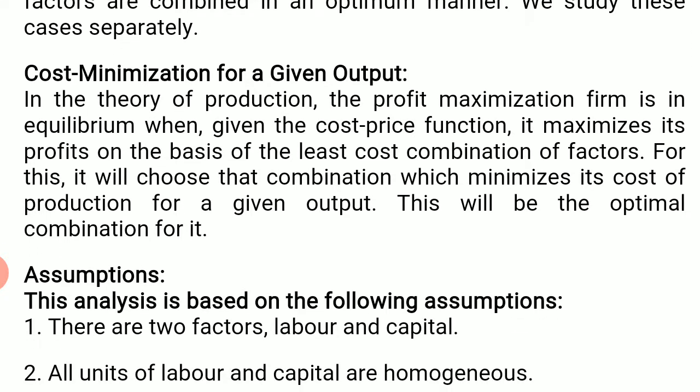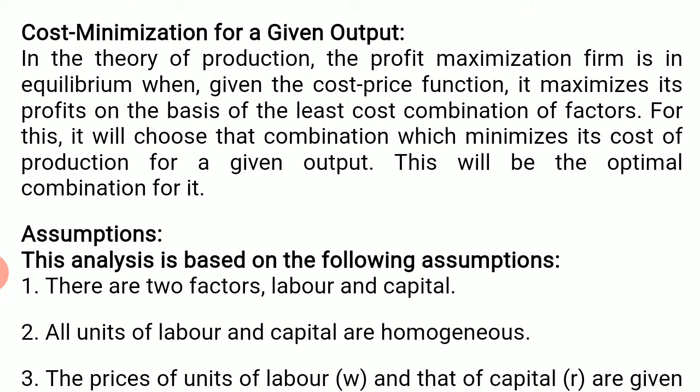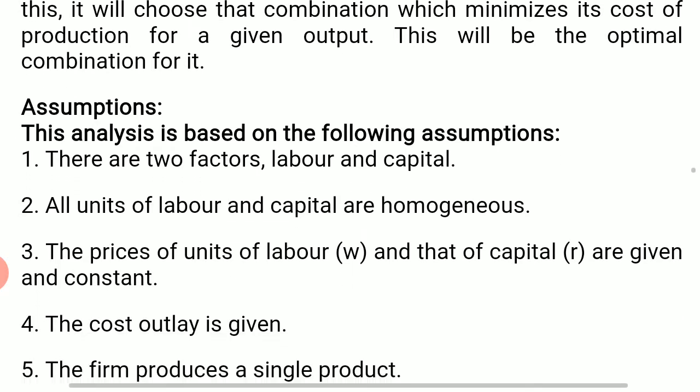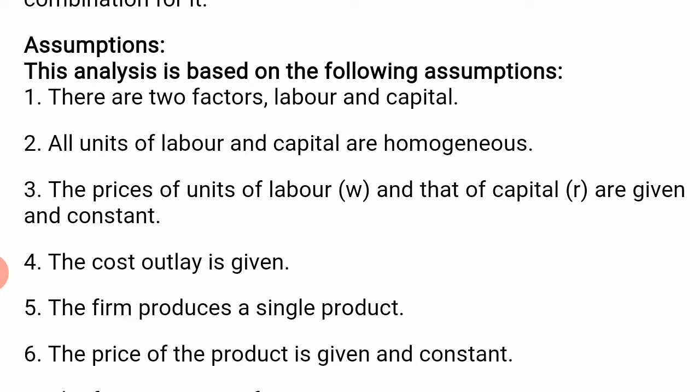Firstly, we will discuss what is cost minimization for a given output. In the theory of production, the profit maximizing firm is in equilibrium given the cost and price function. It maximizes its profit on the basis of the least cost combination of factors. For this, it will choose that combination which minimizes its cost of production for a given output. This will be the optimal combination for it.